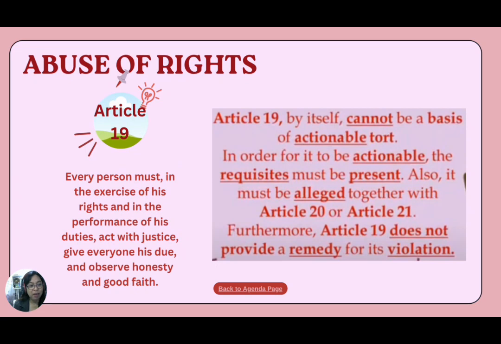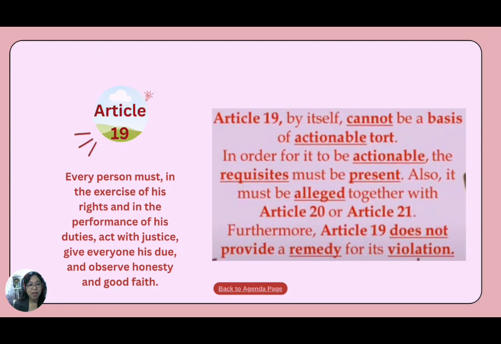Yung Article 19. Sabi ko kanina, Article 19 by itself cannot be a basis for actionable torts. In order for it to be actionable, yung requisite ng abuse of rights must be present. And also, it must be alleged together with Article 20 or 21. Furthermore, Article 19 does not provide a remedy for a violation, but Article 20 and 21 provide a remedy.